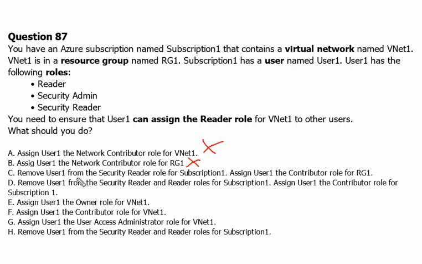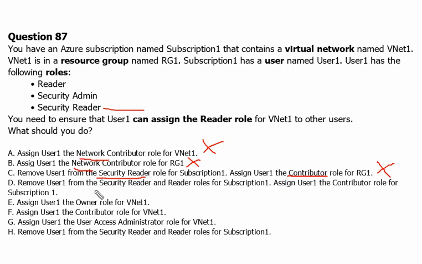Next one is remove user 1 from security reader role. So it is asking to remove the security reader role which is assigned here for subscription 1, and assign user 1 the contributor role for resource group 1. It is the same: even if we assign network contributor or contributor role on the resource group, it is not going to help us to assign other users the roles. So it is also a wrong answer.